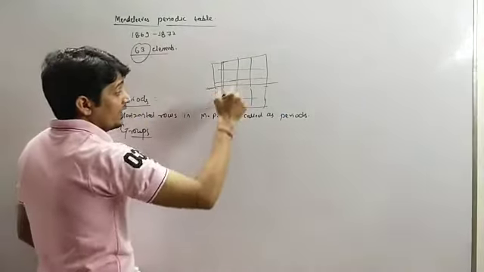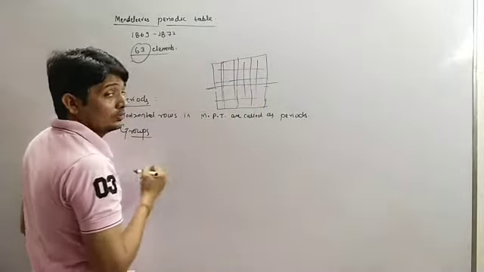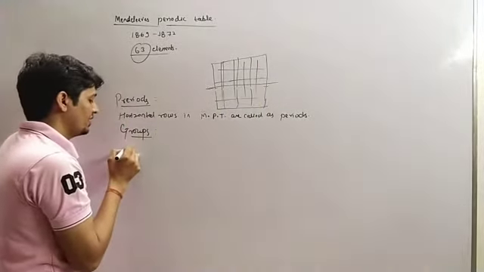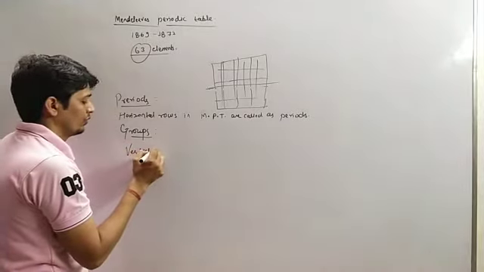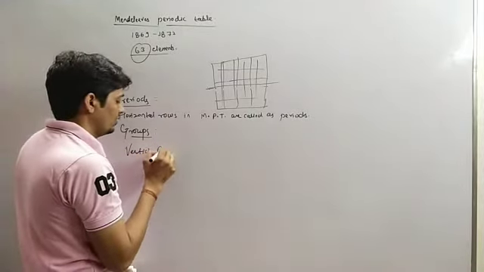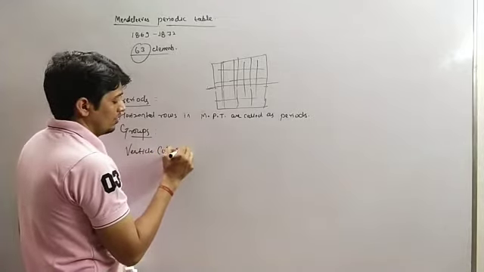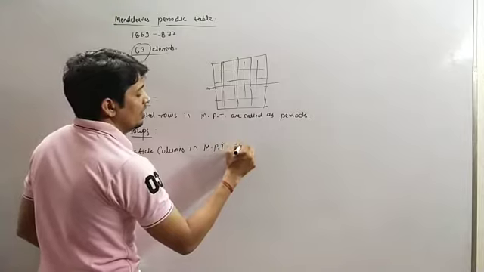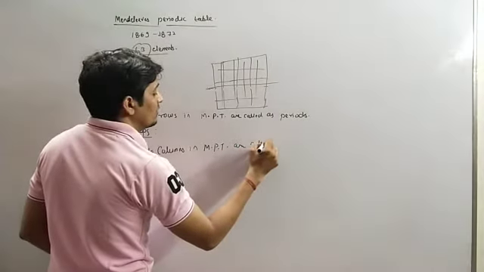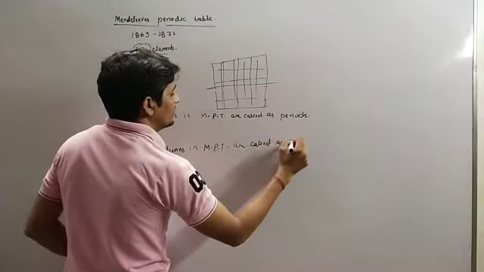And vertical columns, these are the vertical columns. So vertical columns in Mendeleev's periodic table are called as groups.